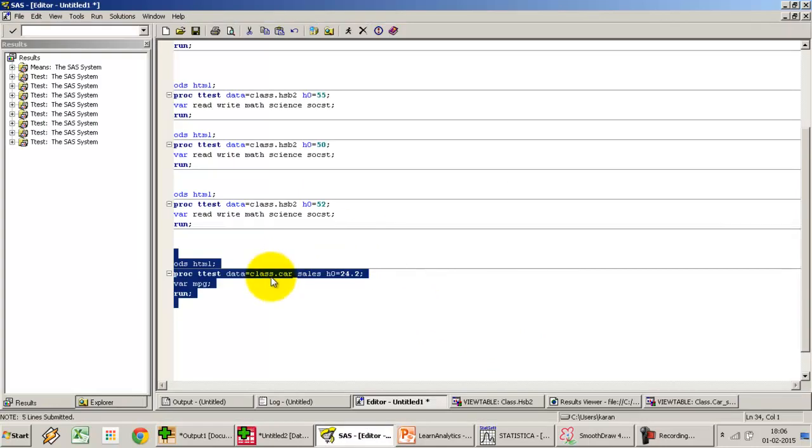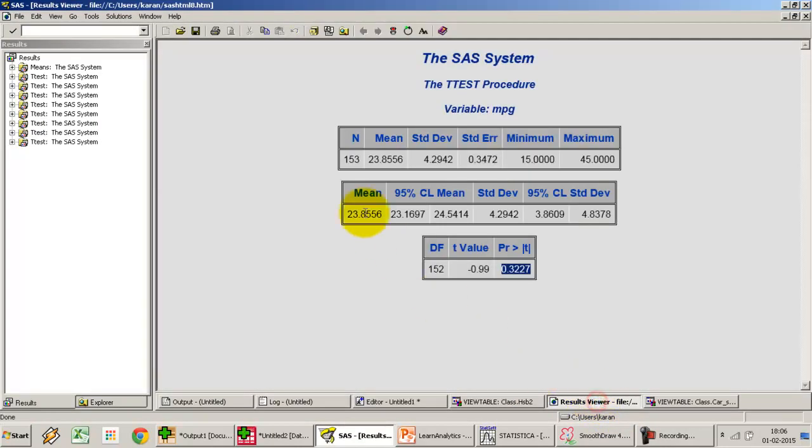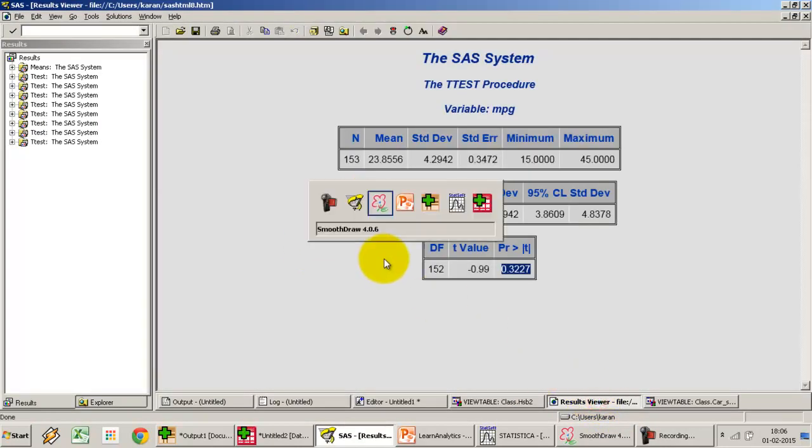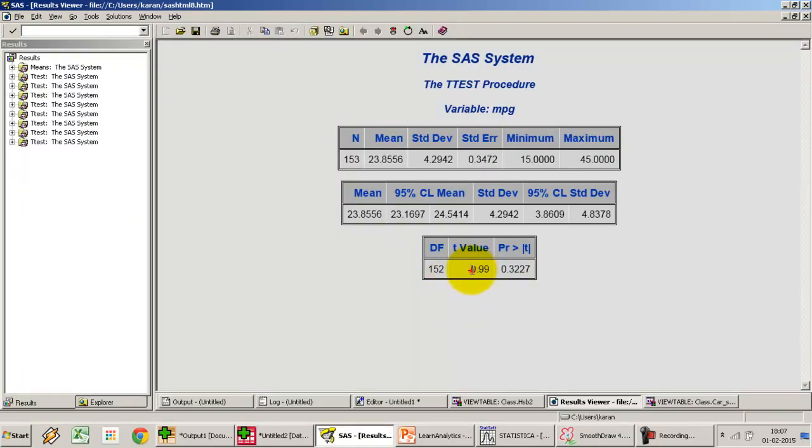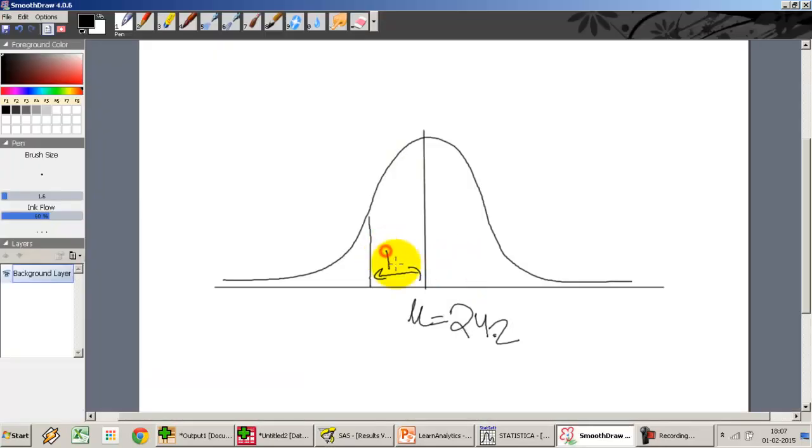The actual mean comes out to be, for the sample, still the same, 23.8. So which is coming somewhere over here, 23.8. The difference between these two in terms of standard errors is 0.99, or almost one standard error over here. So I go one standard error over here as well, and I get, okay, so this is one standard error on this side as well.